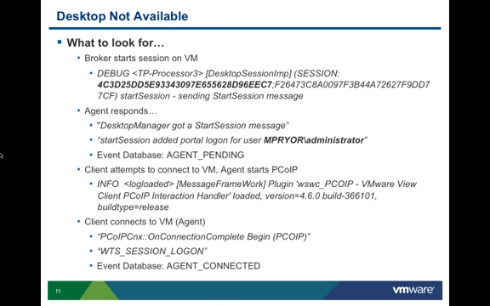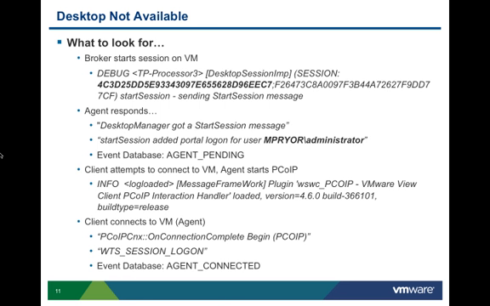Now what can happen is our client may now attempt to connect to the VM. And this is where essentially the view client will use PC over IP to connect to the view agent. So on the view agent on the virtual desktop, the PC over IP server component must be started. And in the view agent, what we will see is this message here stating that the VMware View Client PC over IP interaction handler has been loaded.